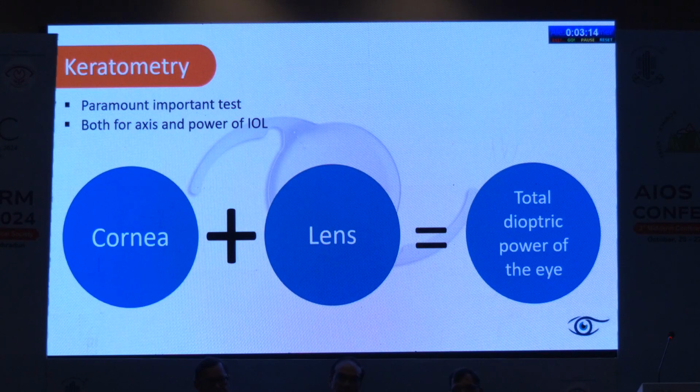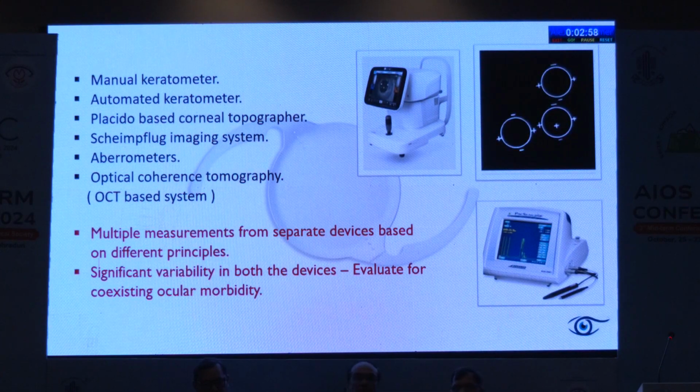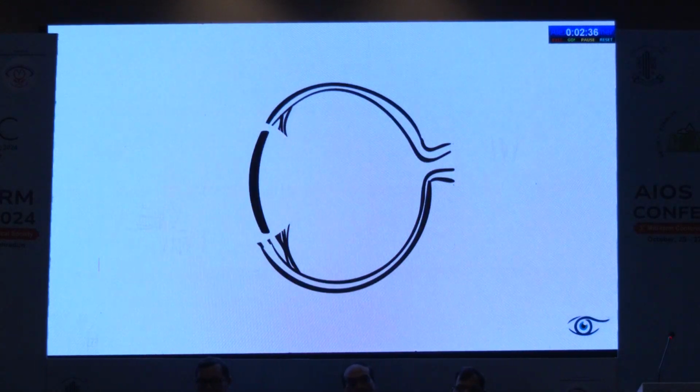So the first test for evaluation, after we have done the external examination and the fundoscopy, would be keratometry. We all know that the total dioptric power of the eye is cornea plus the lens. Here the lens is cataractous, so we need to know our anterior as well as our posterior corneal measurements. Multiple measurements should be done by separate devices based on different principles, and these could be a manual keratometer, automated keratometer, Placido-based corneal topographer, Scheimpflug imaging system, and OCT-based system. If there is any variability between the devices, we have to evaluate for coexisting ocular morbidity.